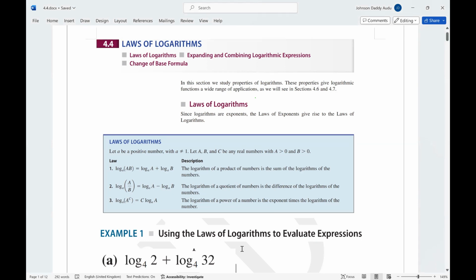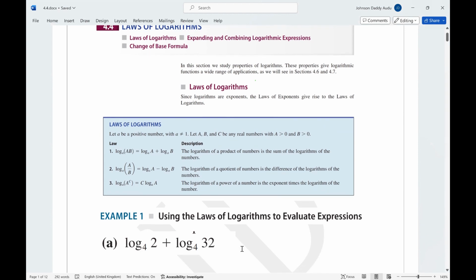Hello. So this video is about laws of logarithms. The first part will be about the laws of logarithms, how to expand and combine logarithm expressions. And the second part will be about the change of base formula.